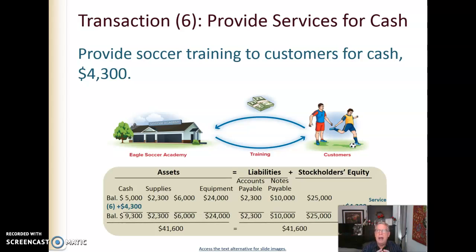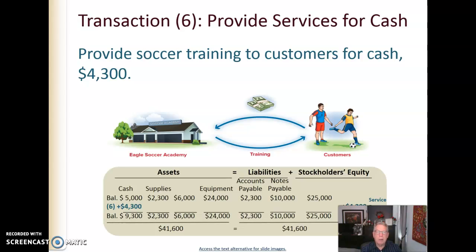All right, now we're going to provide some soccer training to our customers. Here we're talking about revenue for the first time. And we're going to increase our revenue, which will increase our stockholders' equity. And we're going to get cash, which will increase our cash. So now the accounting equation remains in balance and goes up by $4,300.